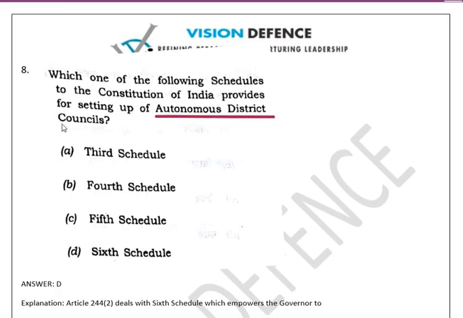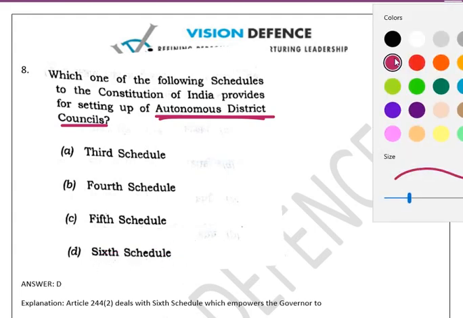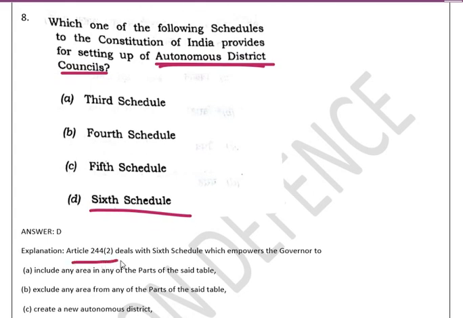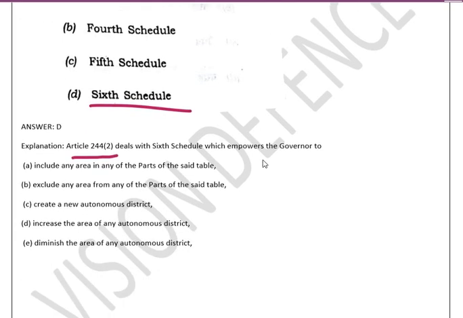Yes, Autonomous District Councils. Four questions were asked from this area. So the answer for this question is the 6th Schedule. The 6th Schedule is under Article 244(2). Under this schedule, they have empowered the governor to constitute an Autonomous District Council.